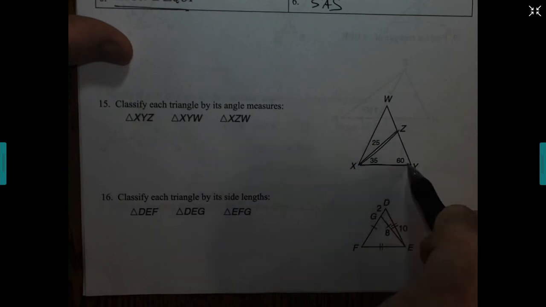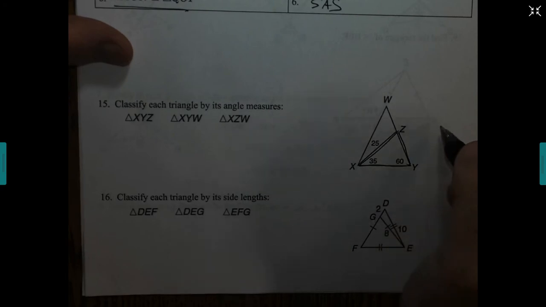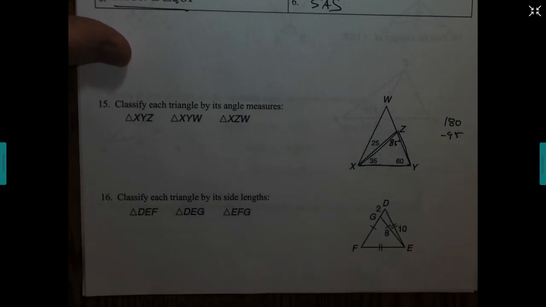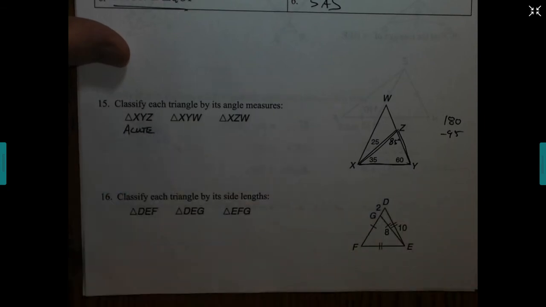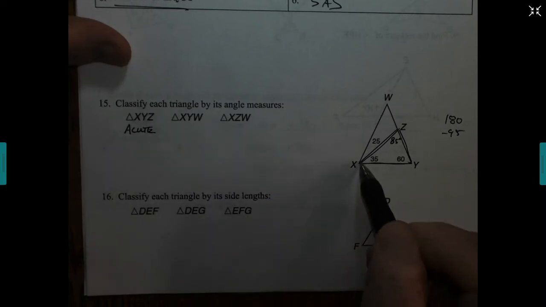XYZ, that's this triangle here. I know 2 of the angles. I can find the third one. Those add up to 95. So if I take 180 minus 95, I get 85 degrees. Now I know all 3 angles. They're all less than 90 degrees. That's my acute triangle. Let's look at the next one, XYW.